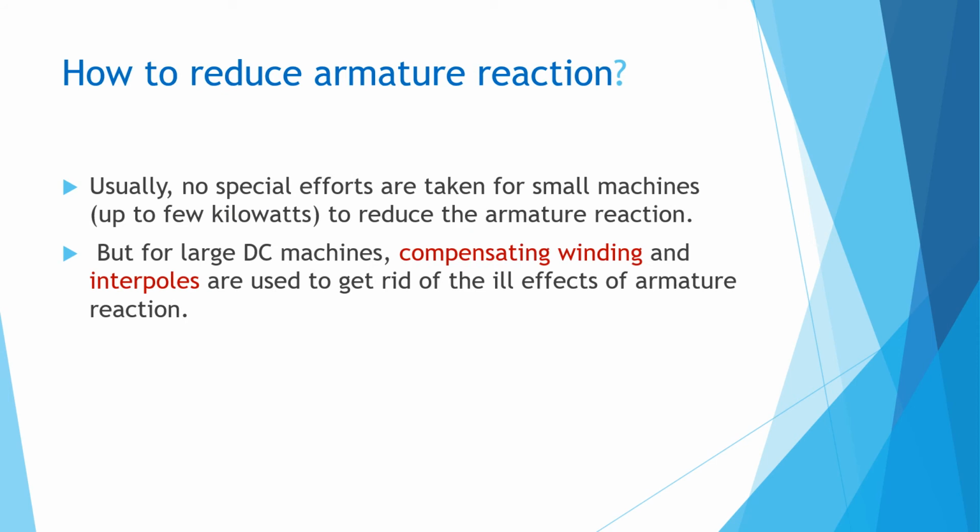How to reduce armature reaction? Usually no special efforts are taken for small machines to reduce the armature reaction, but for the large DC machines, compensating winding and interpoles are used to get rid of ill effects of armature reaction.